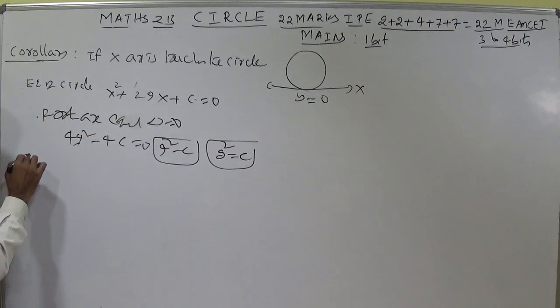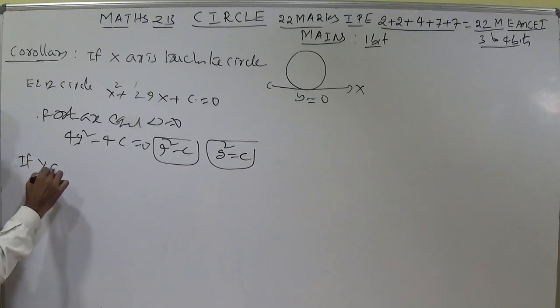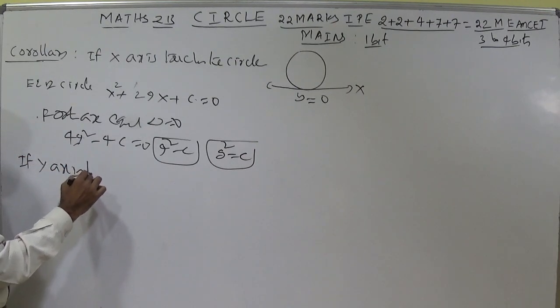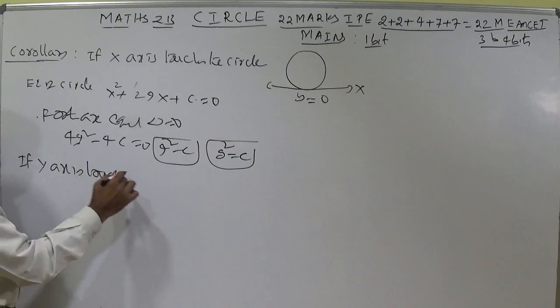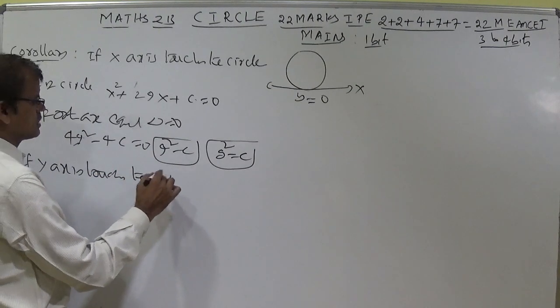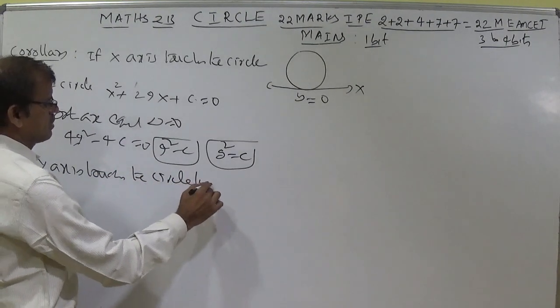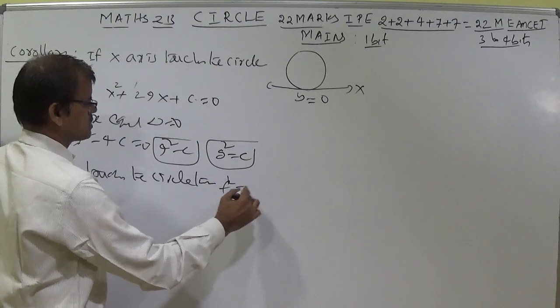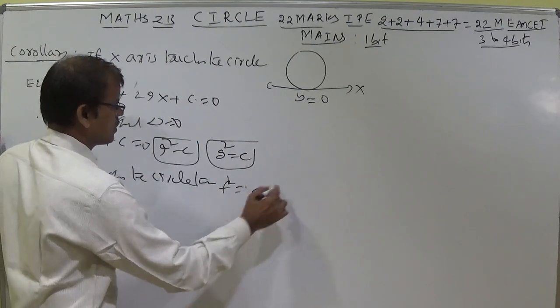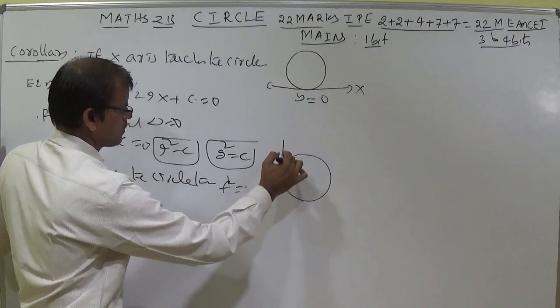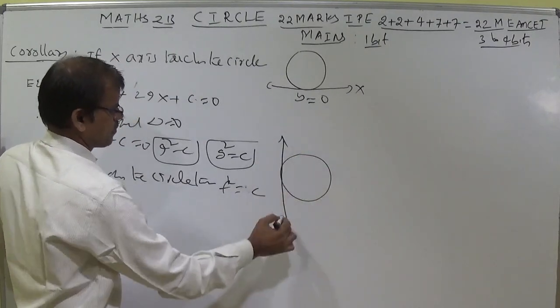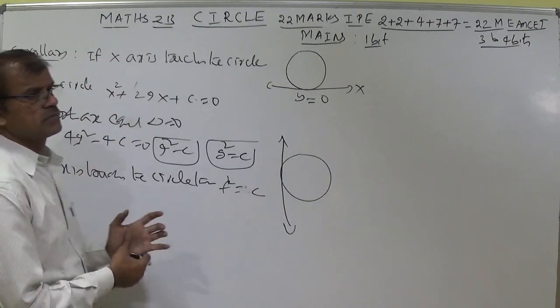Next step, you write: if the y-axis touches the circle, then f square is equal to c. In the similar way you can understand it like this. f square is equal to c.